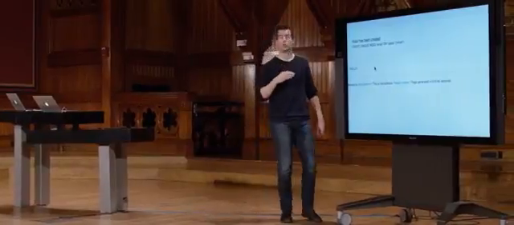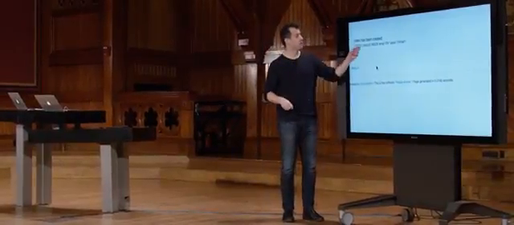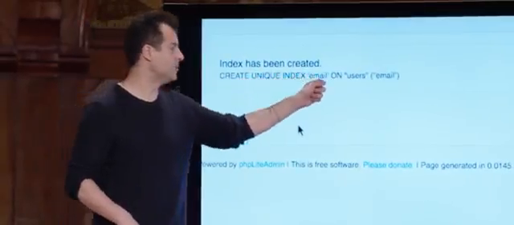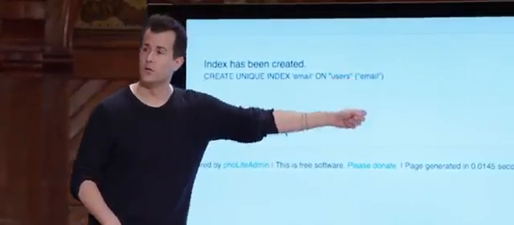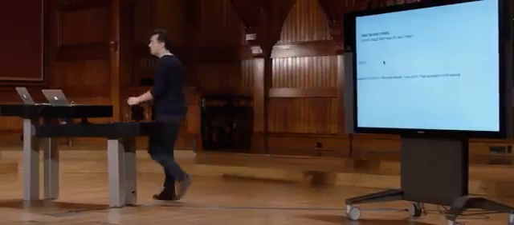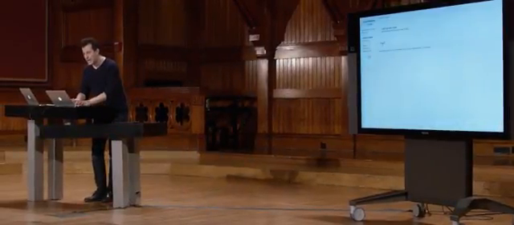Earlier we used it to create a table. Here I'm using it to create a unique index called email, though I could have called it whatever, on the users table using specifically this field. So this now is my way of ensuring that the following can't happen.